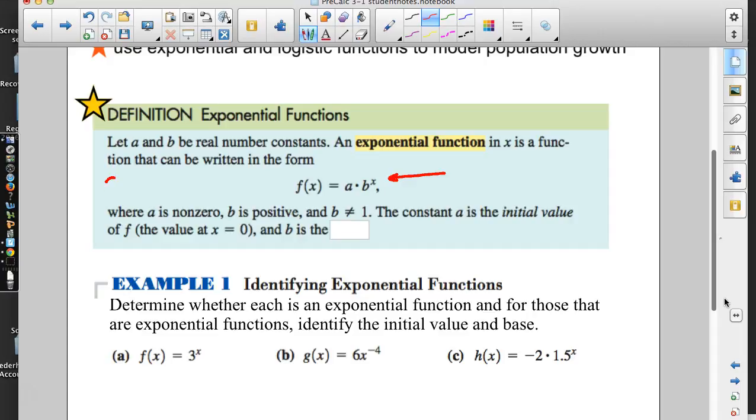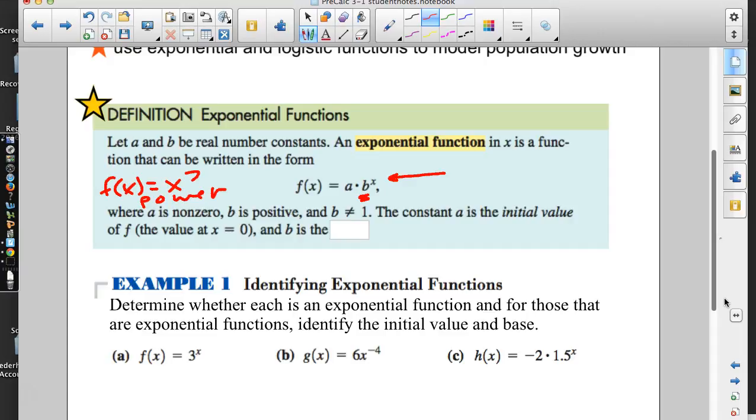A power function would look like this. F of x equals x to the 7th. That would be a power function. That's not what we're dealing with here. Again, the difference is in the systems that we have to work with as we're going through this. A is non-zero. B is positive. Now that's going to be important for some of the problems that we do today. Our base is going to be positive and not equal to 1.